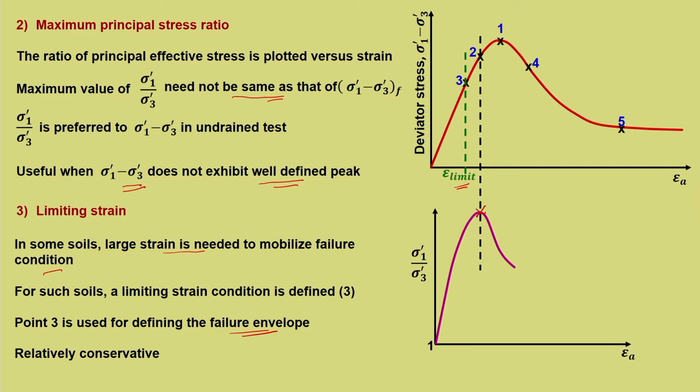But this particular aspect, when you consider limiting strain, is that if it is too conservative with the limiting strain, then the failure envelope that we get also will be fairly conservative. That is what is written. It is relatively conservative, and it will be more conservative depending upon the limiting strain.